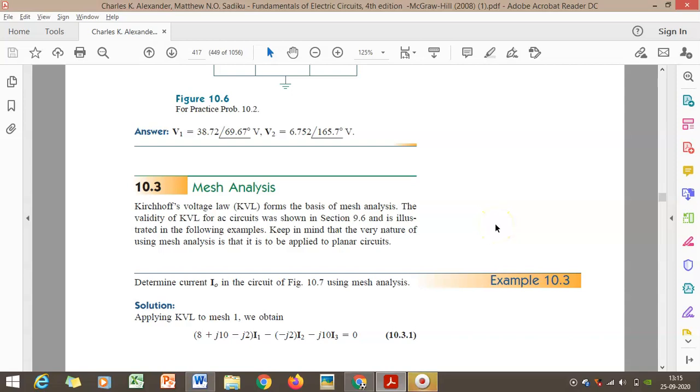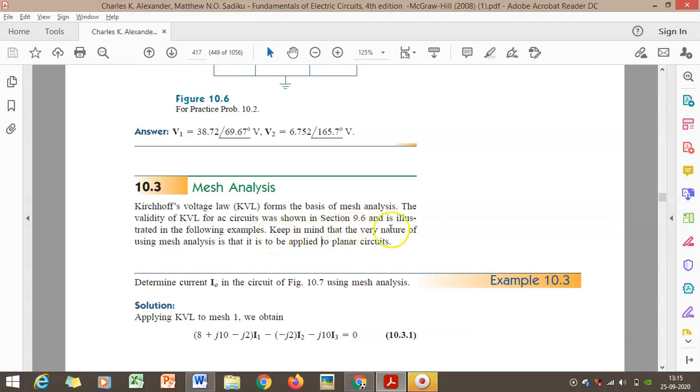The next problem we are going to discuss is how to determine the current using mesh analysis. As we all know, mesh analysis is simpler for DC circuits, but for AC circuits it's somewhat difficult as we have impedance in the circuit. Kirchhoff's voltage law forms the basis of mesh analysis. The validity of KVL for AC circuits was shown in the section.